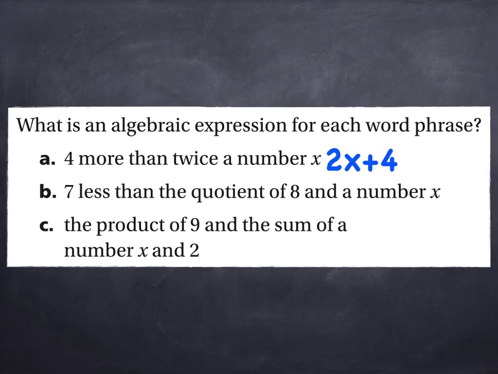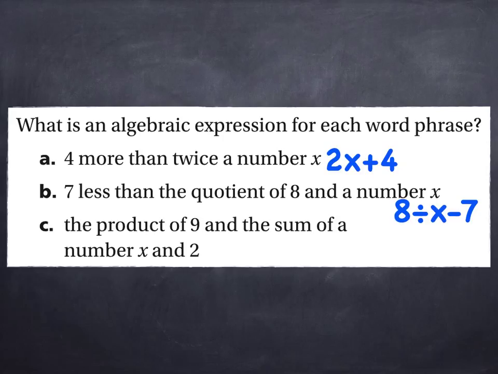The next one, B, says 7 less than the quotient of 8 and a number x. So 7 less than means that in the end of our expression, we're going to end up subtracting 7. But we're taking 7 away from the quotient, which means to divide, of 8 and a number x. So the quotient of 8 and a number x would be 8 divided by x, and then 7 less than that would be minus 7. So we have 8 divided by x minus 7.